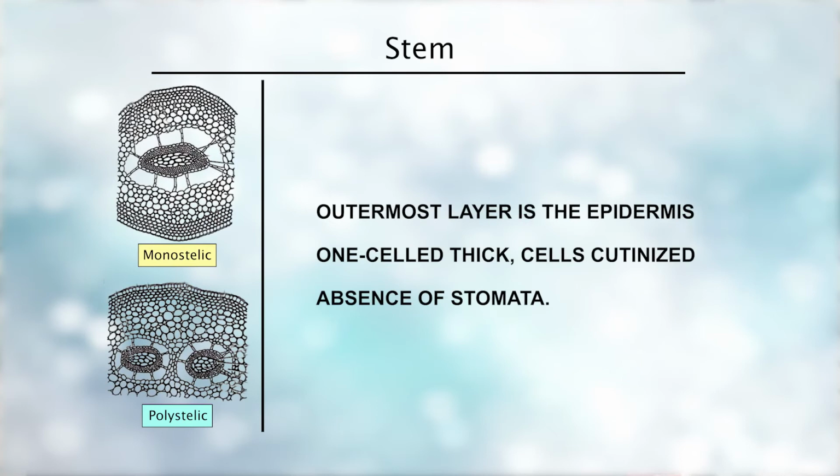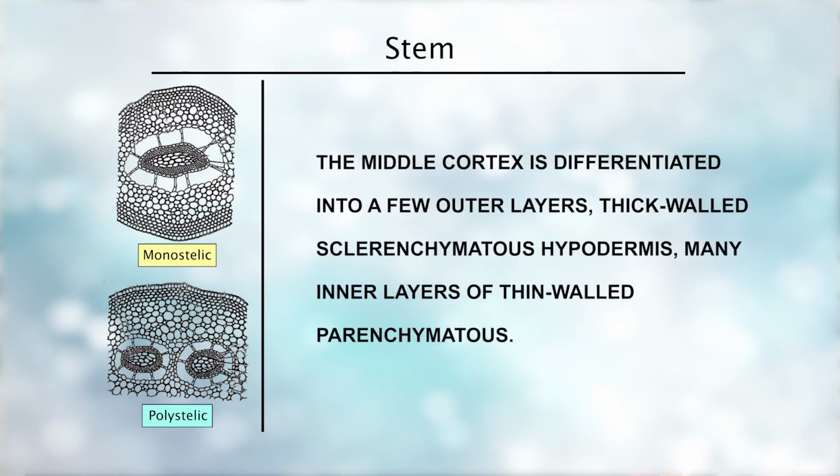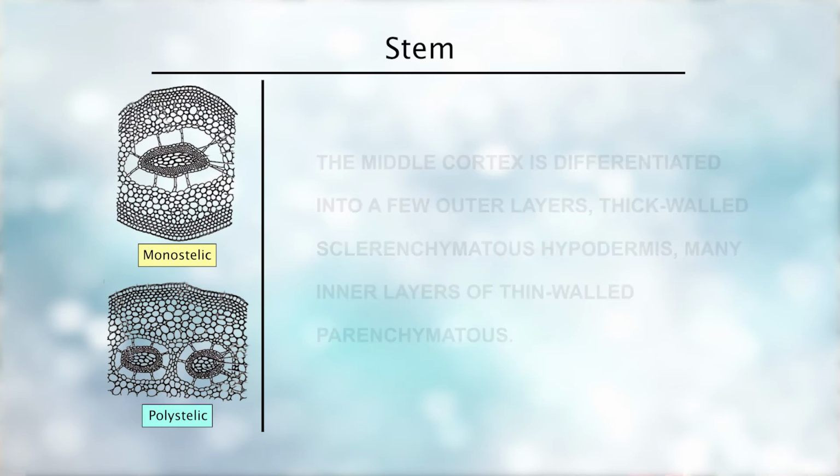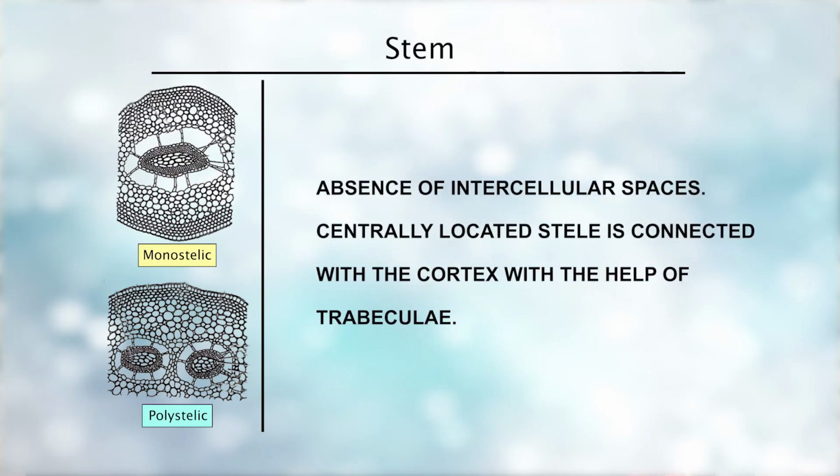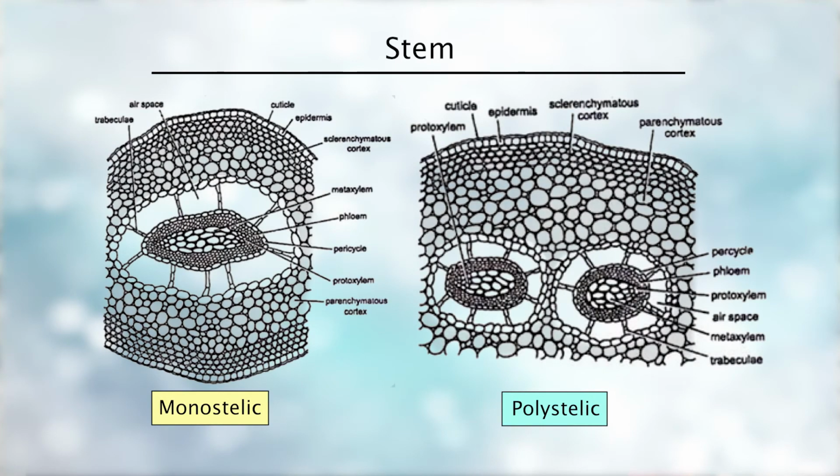The outermost layer is one layer thick, the cells are cutinized, and there is an absence of stomata. The middle cortex is differentiated into the outer cortex and the inner cortex. The outer cortex is thick-walled and sclerenchymatous, and the inner cortex is parenchymatous. There is an absence of intercellular spaces. Here in the diagram, we can see the cortical portion, the sclerenchymatous portion, and the parenchymatous portion.